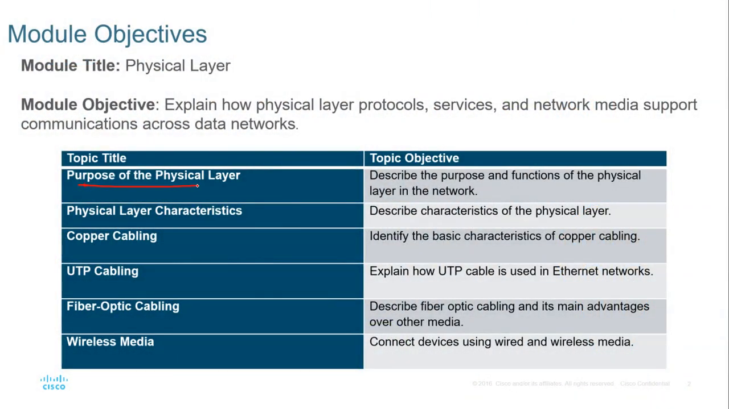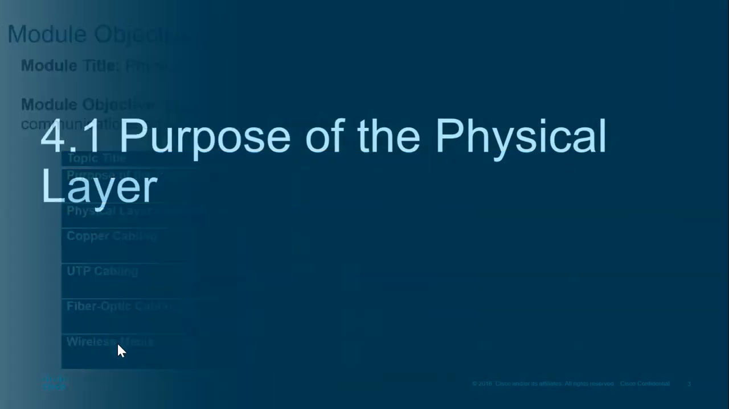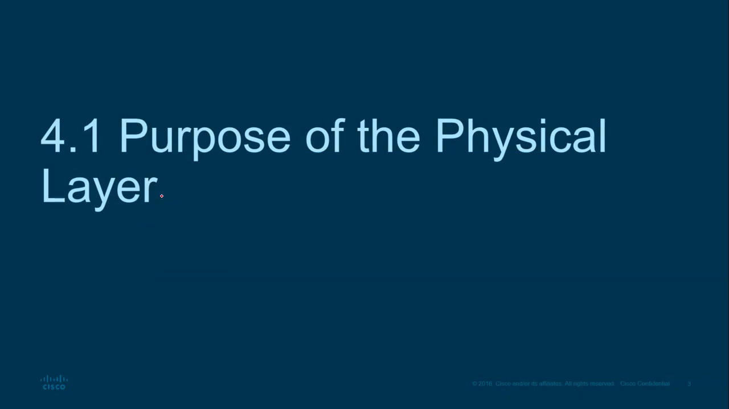So the areas are the purpose of the physical layer, then physical layer characteristics, copper cabling, UTP cabling, fiber optic cable, and then wireless media. So those are the areas that you're going to go through.